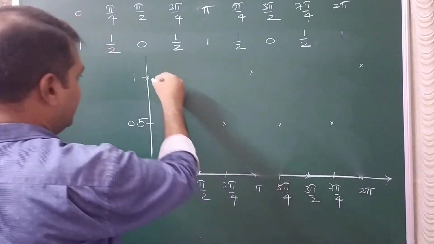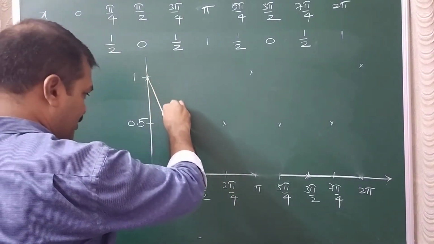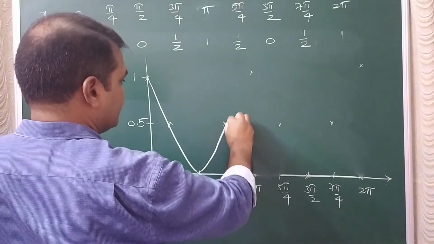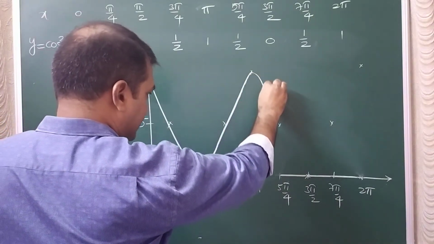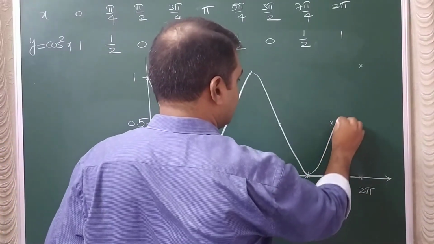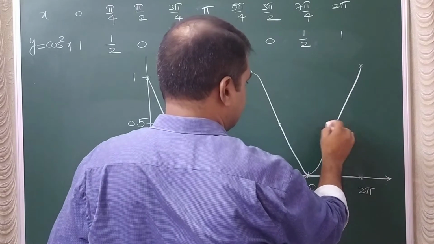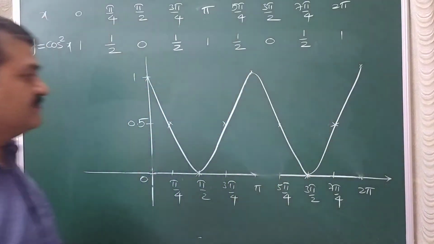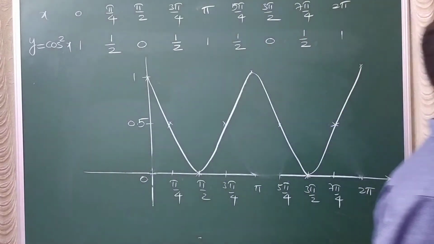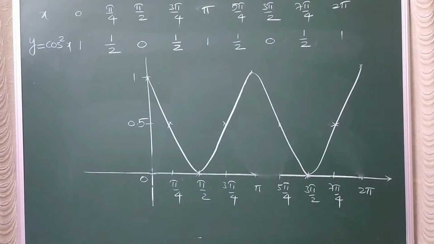So if we join the points using a soft curve, we are going to get the graph of cos square x something like this. I'll adjust this point. Okay. So the graph of y is equal to cos square x is something like this.